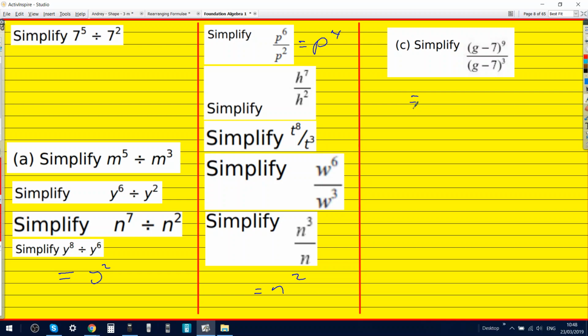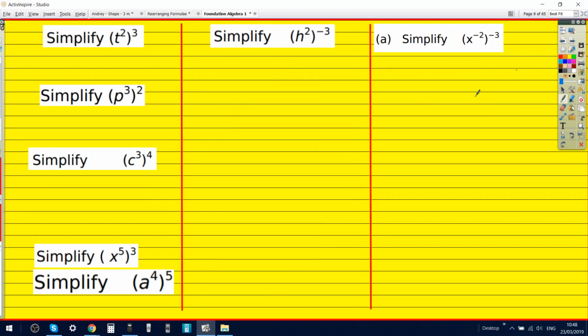And this one over here. So 7g to the power of 9, take away 7g to the power of 6. Power of 6. Top left. Would that be t to the power of 6? Yeah. Middle. H to the power of minus 6. Top right. X to the power of 6.